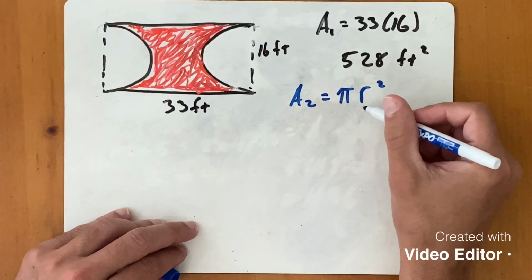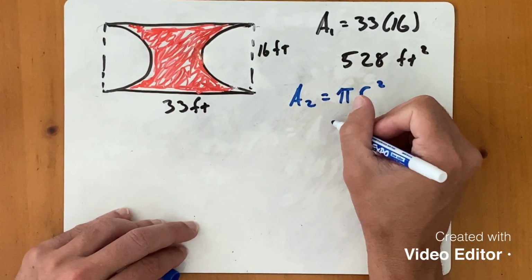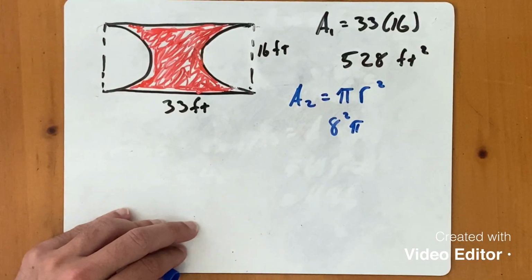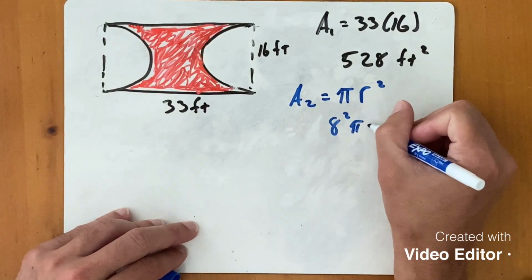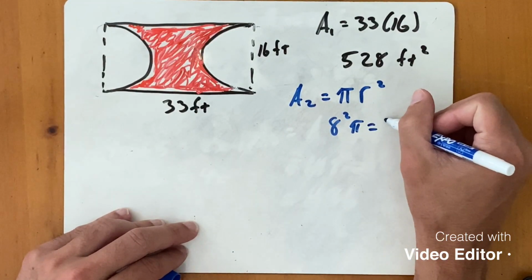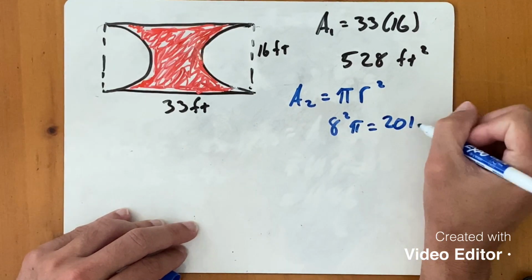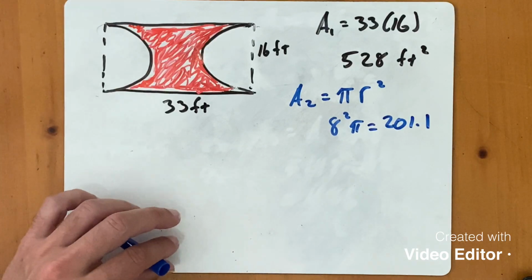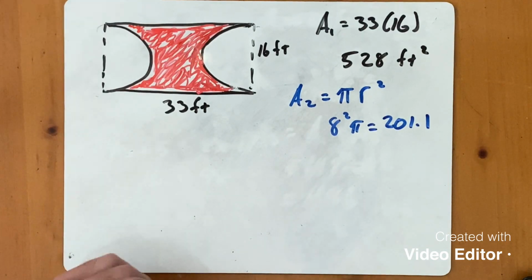So I'm going to plug in the radius, not the diameter. I'm going to do 8 squared times pi. 8 squared is 64, and then I'm going to multiply that times pi, and that's going to give me an approximate, if I round it off, 201.1 square feet. I'm rounding that off to 1 decimal place.